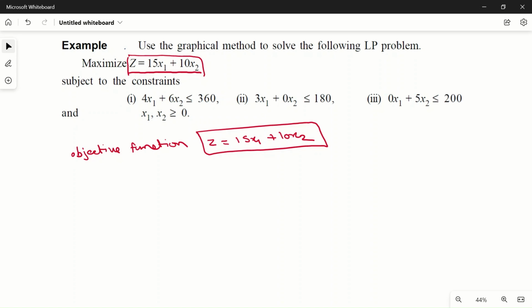So how to solve these problems? First of all, these are inequalities. As you see, it is very difficult to deal with inequalities. So for simplicity, we will use the equal sign here. So we will write our constraints. 4x1 plus 6x2 is equal to 360. 3x1 plus 0x2 is equal to 180, or it is 0, so we can neglect it. And the third is 0x1, which means 0 only. So the third one is 5x2 is equal to 200, and the fourth and fifth are x1 equal to 0, x2 equal to 0.